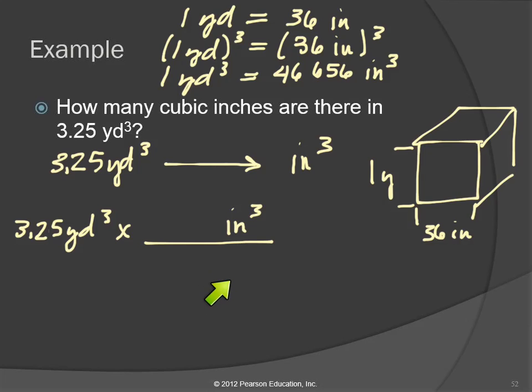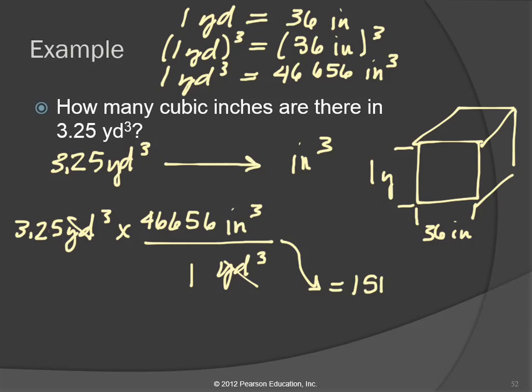And then what unit do I want to stick down here? Yards cubed. And so those cancel out. And then I figured out what the relationship is. 1 cubic yard is 46,656 cubic inches. So I've got 3.25 times that big old number, and I get 151,632 cubic inches. Which is bigger, a cubic yard or a cubic inch? Cubic yard. Big unit, small number.